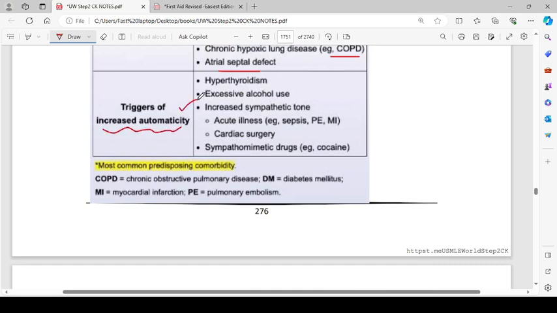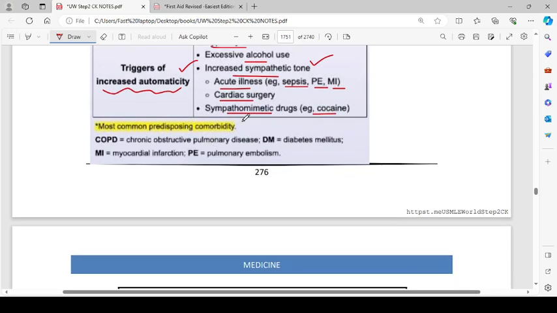Triggers of increased automaticity: hyperthyroidism, excessive alcohol use, increased sympathetic tone, acute illness, for example, sepsis, pulmonary embolism, and myocardial infarction, cardiac surgery, and sympathomimetic drugs, for example, cocaine.